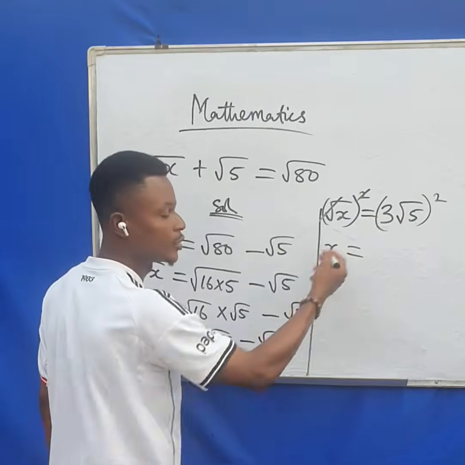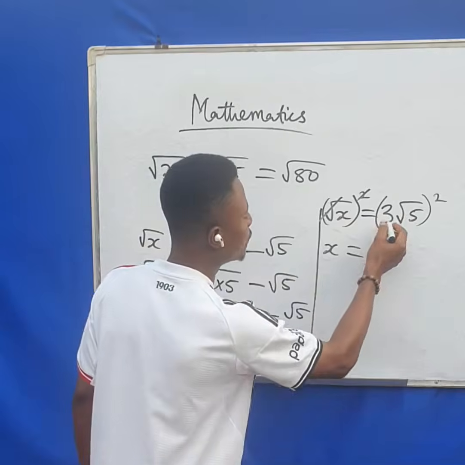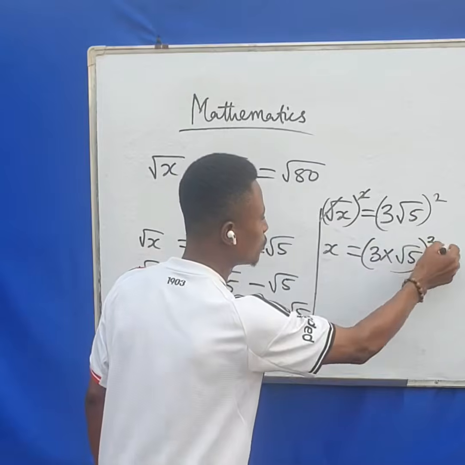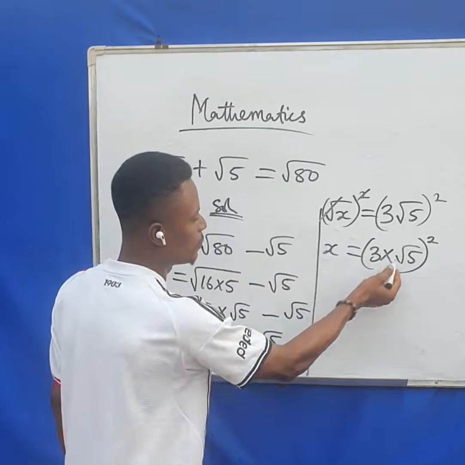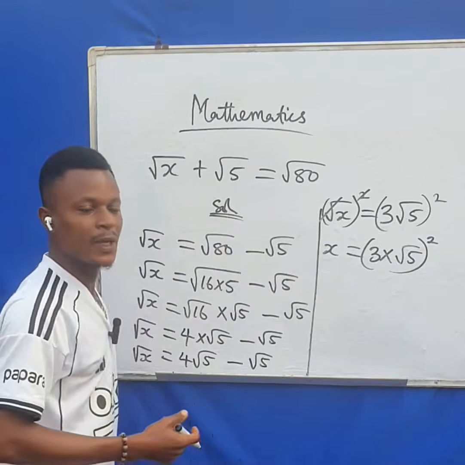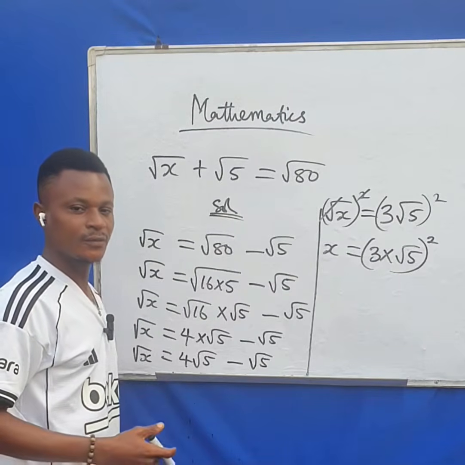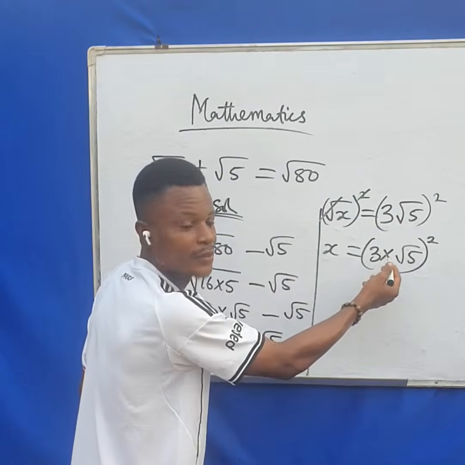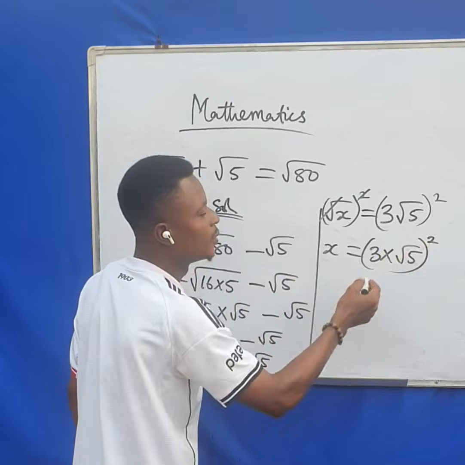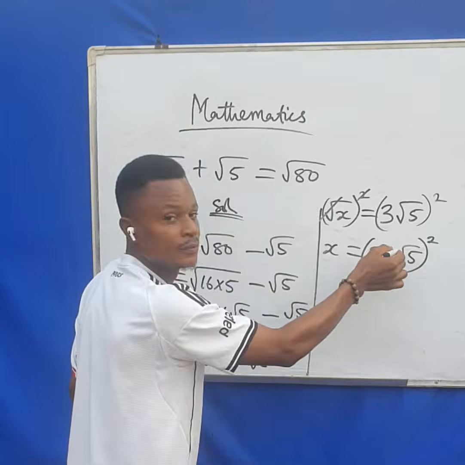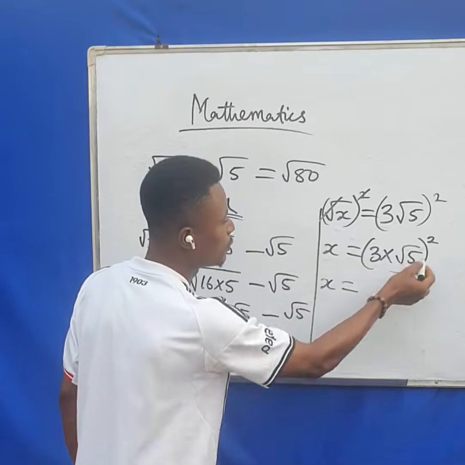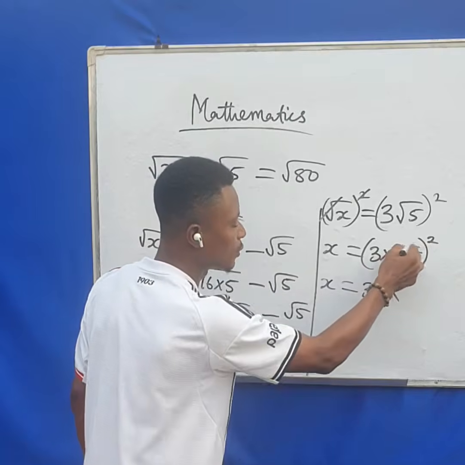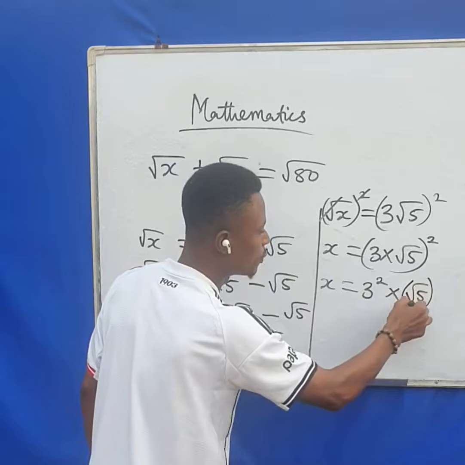Now for this one, let me further break this down so that everybody will understand. This 3 root 5 means 3 times root 5. Then we put the power 2. Because we have multiplication here, we are going to apply something called the product power law of indices. According to the product power law of indices, anytime you have numbers being multiplied inside a bracket and they are raised to a common power, that power will affect each of them. So we have x equal to 3 raised to the power of 2, then times square root of 5, raised to the power of 2.